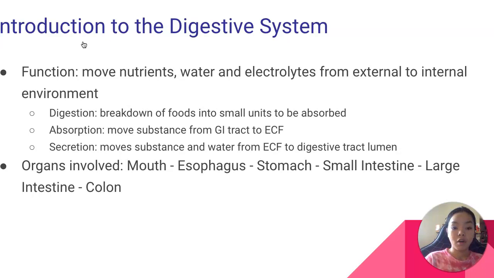The organs involved, and I listed them out here as the pathway of what ingested food would go through. So it starts in the mouth, then proceeds into the esophagus, then into the stomach, the small intestine, the large intestine, and then the colon.